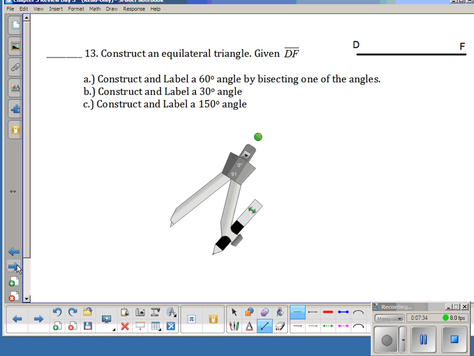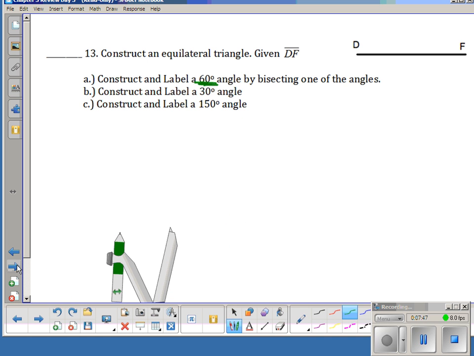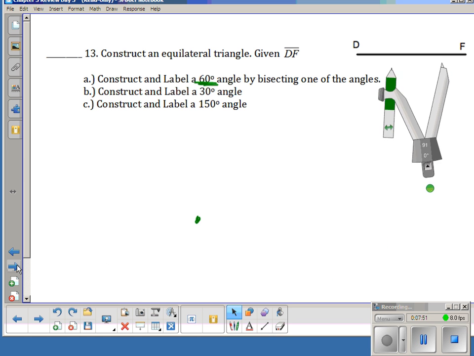Right? Now we're moving on to constructing an equilateral triangle. All right, that's the exact same thing as a 60-degree angle. So they give me this nice segment over here. I need to pick a starting point. I'm going to go over here and measure the length of my segment.